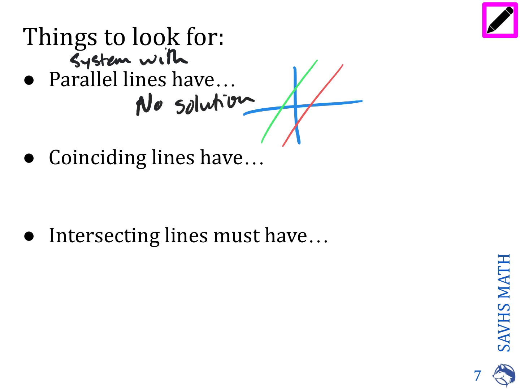Okay, so if you find a place where you get something that's false, you're going to see something that says like 0 equals -4. This is false. If you see something like that, that usually means that you have a parallel line and there's no solution.